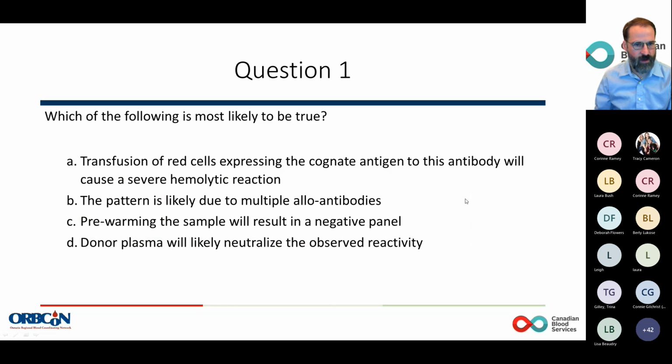The question is, which of the following is most likely to be true? Transfusion of red cells expressing the antigen to this antibody will cause a severe hemolytic reaction. The pattern is likely due to multiple alloantibodies. Pre-warming the sample will result in a negative panel. Or donor plasma will likely neutralize the observed reactivity.